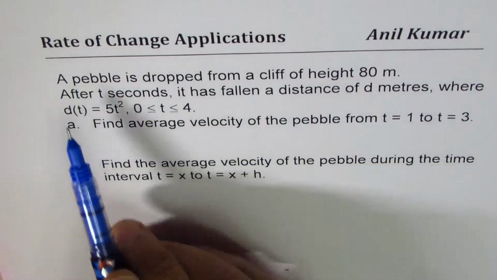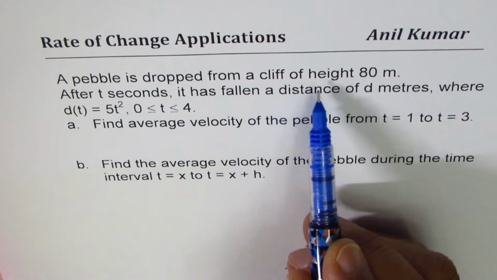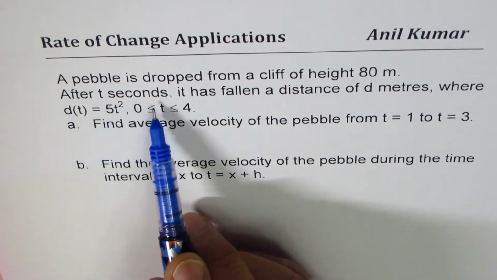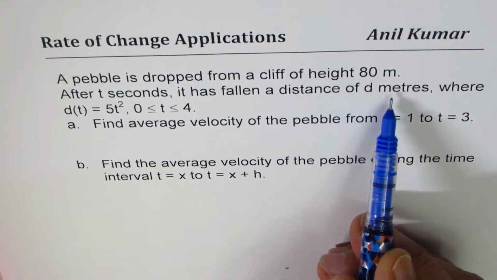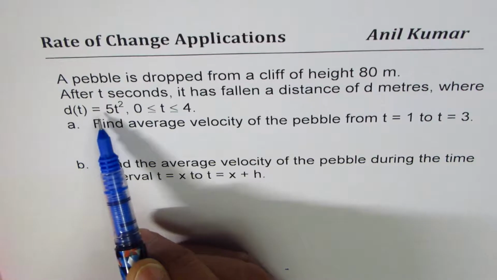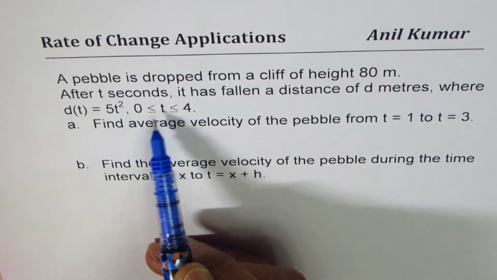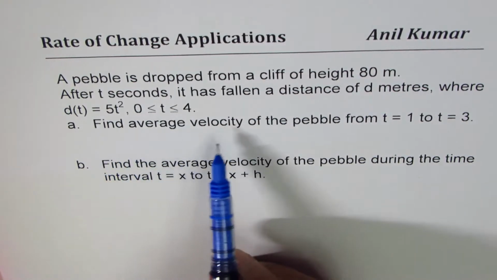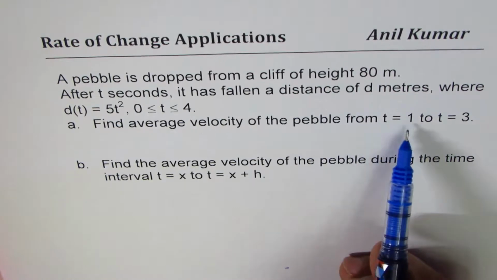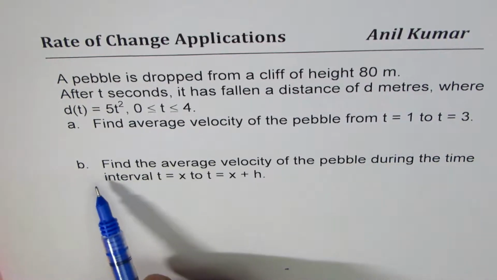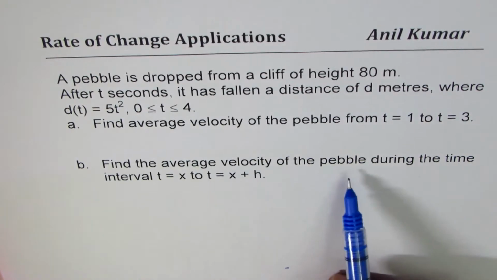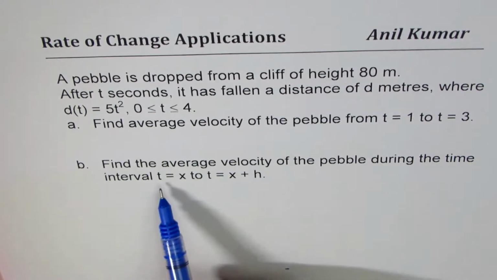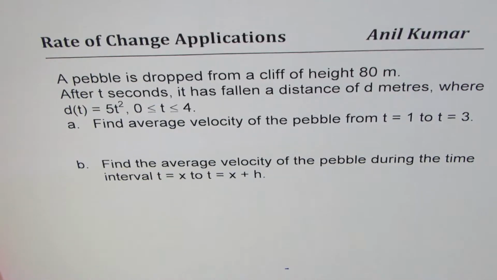The question here is, a pebble is dropped from a cliff of height 80 meters. After t seconds, it has fallen a distance of d meters where d of t is equal to 5t squared. t is between 0 and 4. First part of the question is find average velocity of the pebble from t equals 1 to t equals 3. Part B is find average velocity of the pebble during the time interval t equals x to t equals x plus h. You can always pause the video, answer the question, and then look into my suggestions.